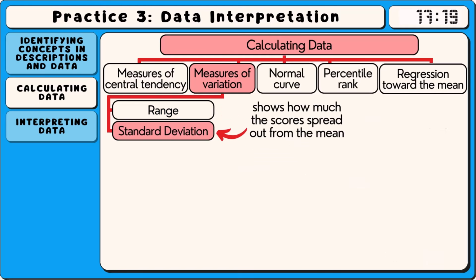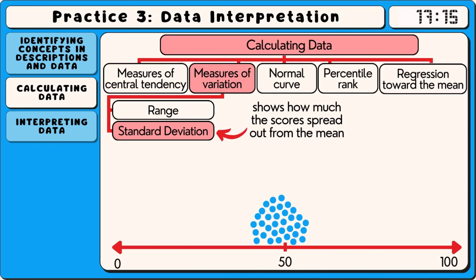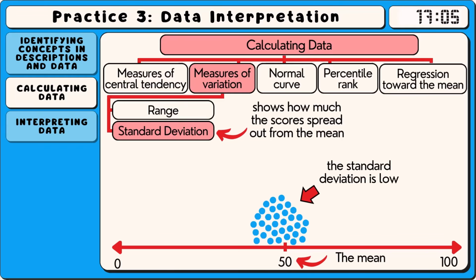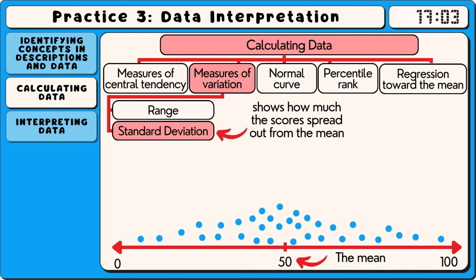Standard deviation shows how much the scores spread out from the mean. For example, in this chart, each blue dot represents a student's test score. Let's say that the mean score is 50. If almost every student scores close to 50 on the test, the standard deviation is low. But if scores jump way above and below 50, the standard deviation is high.